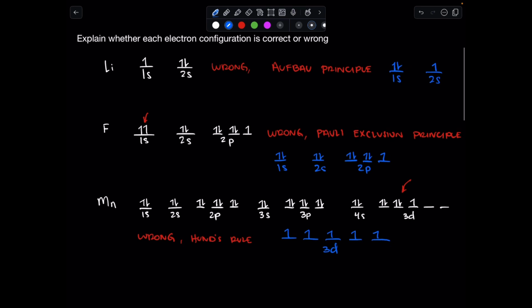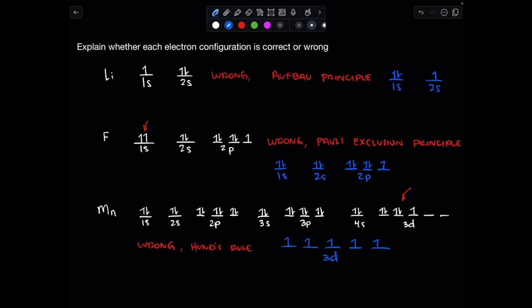So we can see that our Aufbau principle here at the top means we have to fill from the bottom up. Next, our Pauli Exclusion Principle says that we can't have 2 electrons with the same spin within an orbital. And then finally, our Hund's Rule states that we need to fill in all empty orbitals first before we go back and pair up our electrons.